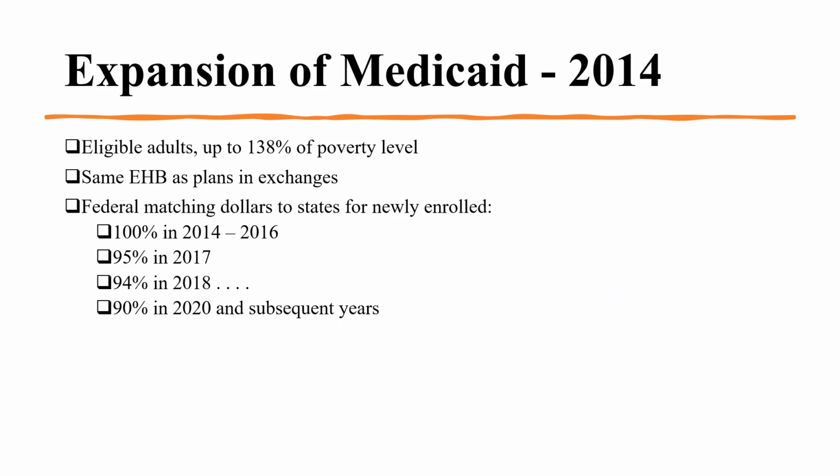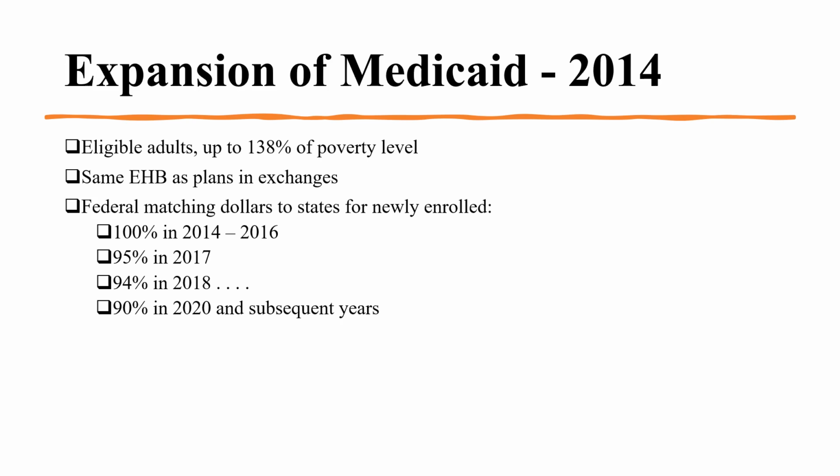As I previously noted, Medicaid expansion was available in 2014. At that time, about 26 states expanded. And it was available for adults up to 138% of the poverty level. It's also important to note that the Medicaid programs had to offer the same essential health benefits that were available in the exchanges. And in order to encourage the states to expand Medicaid, according to the law, the federal government would provide matching dollars for those who newly enrolled in the Medicaid program.